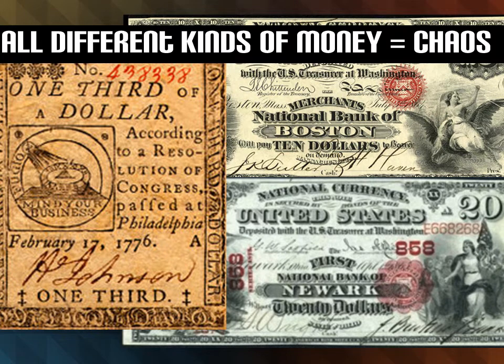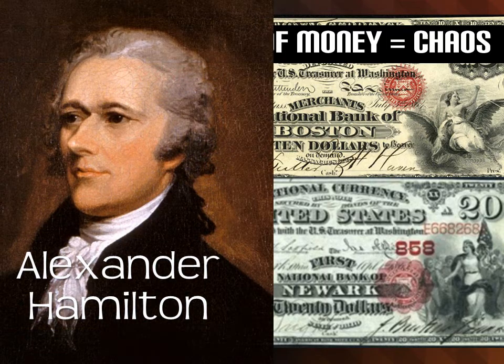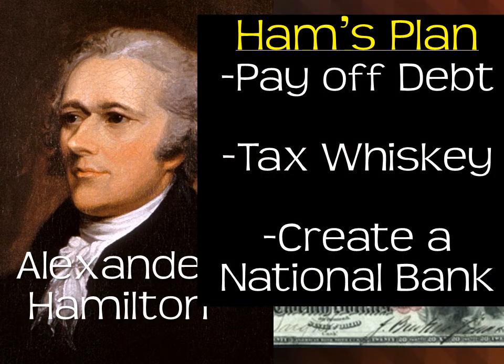Now, to deal with the financial issue in the country, Washington turned to his cabinet member Alexander Hamilton to solve the money problems that were in the country. And Alexander Hamilton created a 3-part plan to help with all the financial chaos, all the money chaos that was going on. So his plan was, number one, he wanted to pay off the national debt that we received from the Revolutionary War. We had to borrow money in order to fight the war.